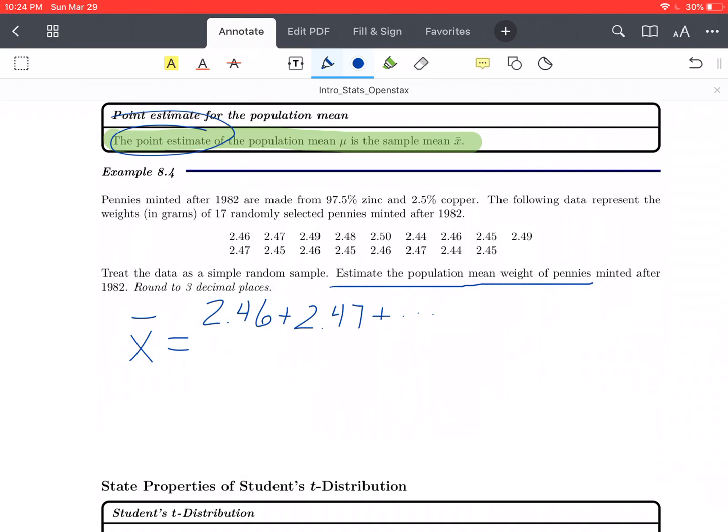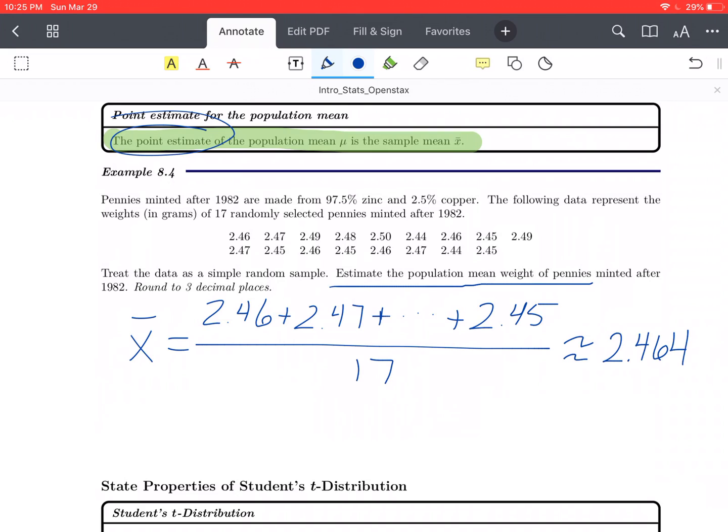Right, because this is just all calculator work basically, all the way through the list, down to 2.45 divided by the total number, which is 17 terms. This is approximately 2.464. Okay, so that's our x bar. That's our point estimate, our sample mean.